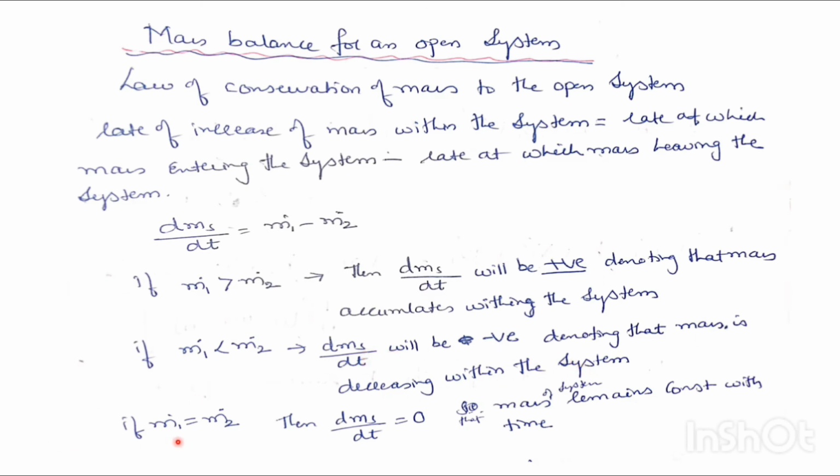Suppose m1 dot is equal to m2 dot, then dms divided by dt will be equal to 0, because the mass of the system remains constant with respect to time.